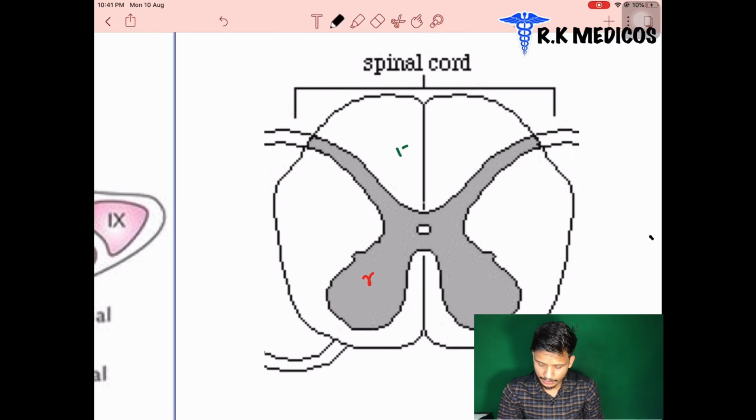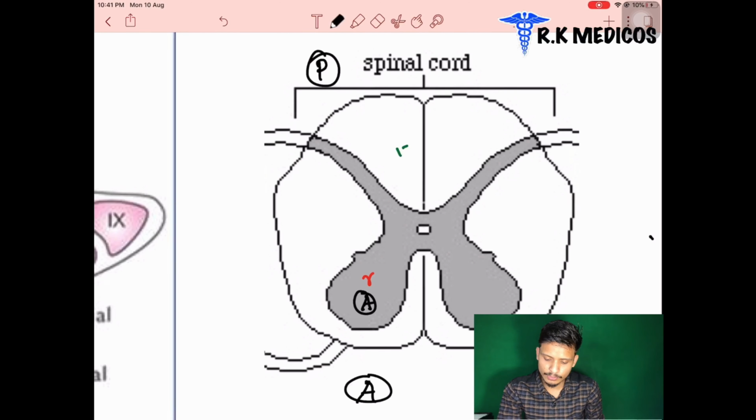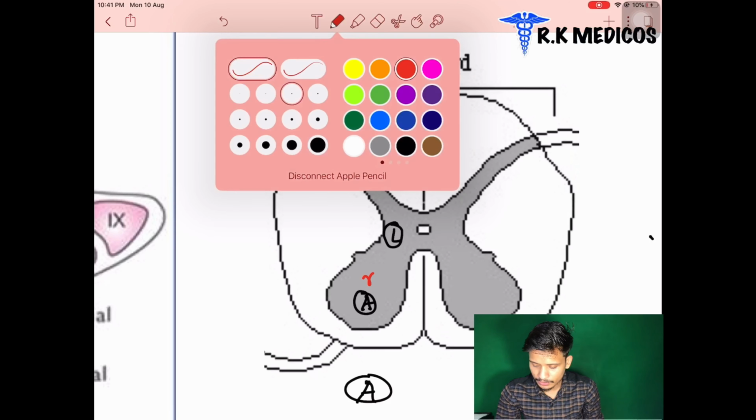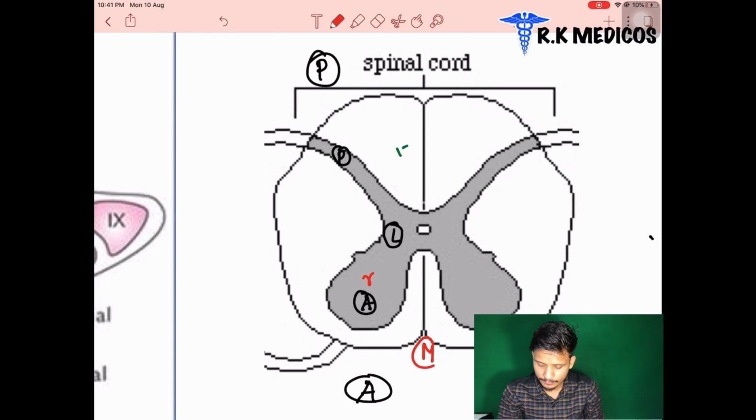Posterior portion, anterior portion. This is the anterior portion of gray matter, lateral portion and posterior portion. The anterior portion has 3 nuclei. We can see this is the medial part and this is the lateral part here. The medial part is basically in the middle of the spinal cord, and one nucleus is located medially. That's why the name of this nucleus is the medial nuclei of the anterior horn.